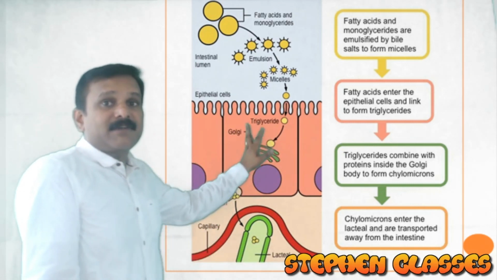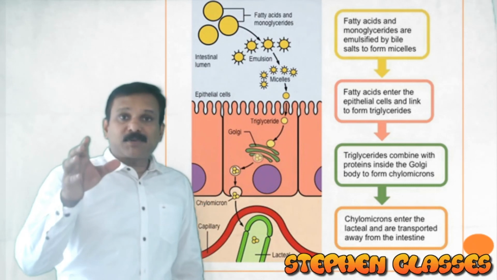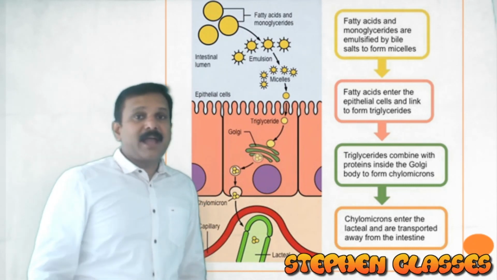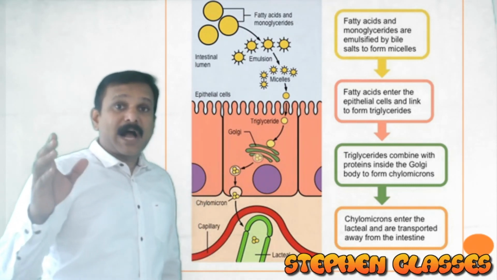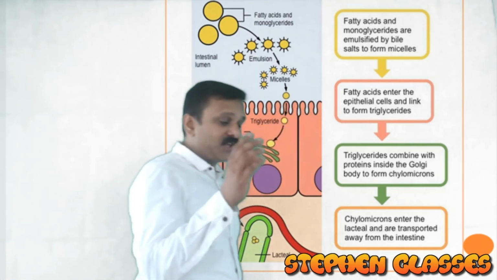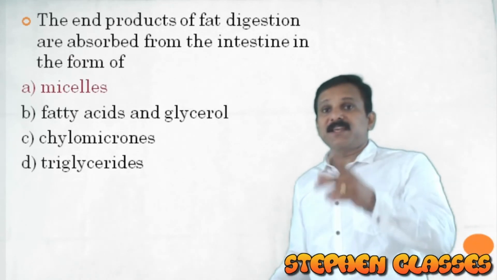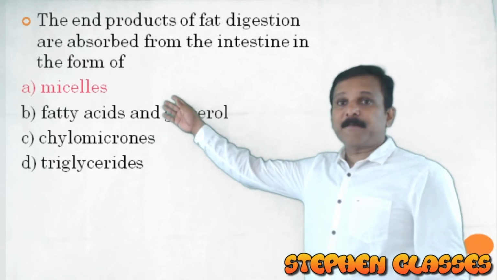So this diagram clearly explains the absorption of fat digestion end products. Okay, so fat digestion end products are absorbed in the form of micelles. So here our answer is option A.